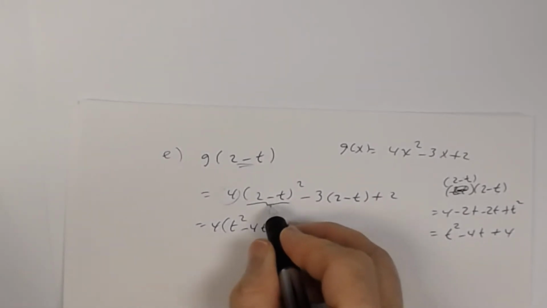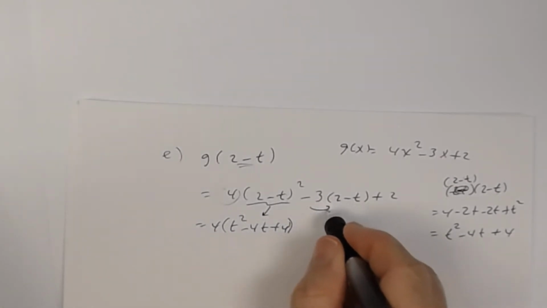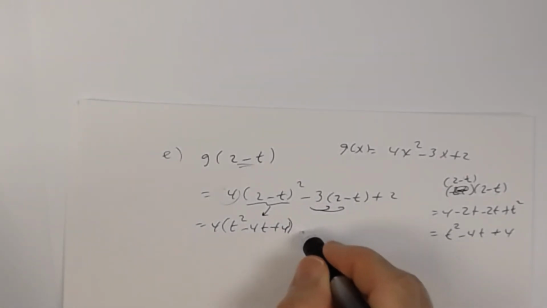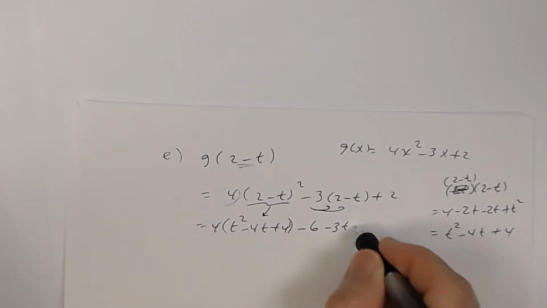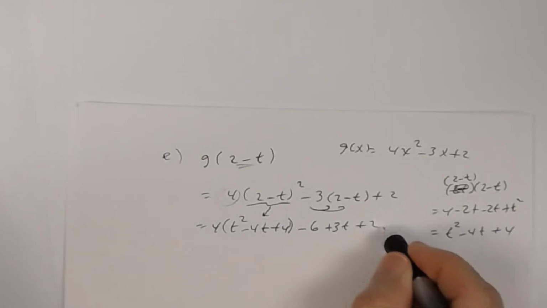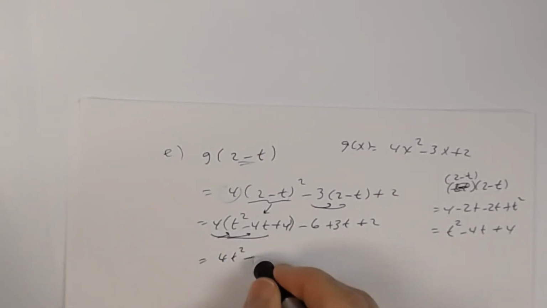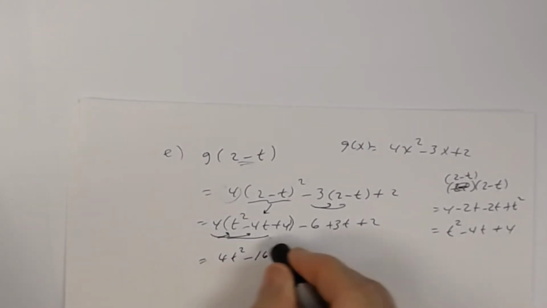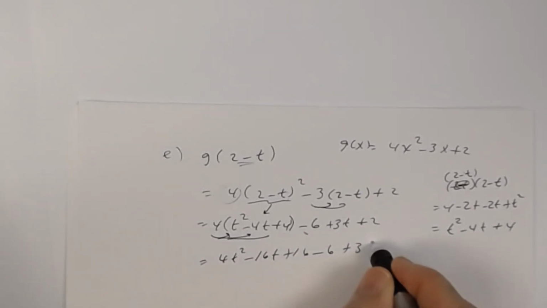So remember, all I found was this. That's all I found. So this is just this right here. Let's go ahead and distribute this part. Negative 3 times 2 is a negative 6, and negative 3 times a negative t is a positive 3t, and then plus 2. Distributing, I get 4 times t squared is 4t squared, 4 times a negative 4t is a negative 16t, and then 4 times 4 is 16. And then rewriting everything else over.